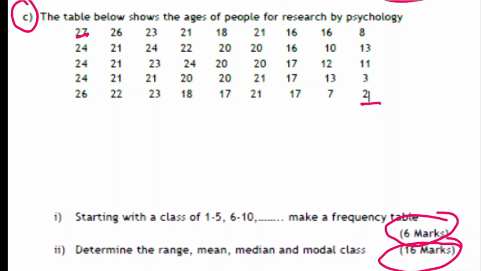So you start with a class. The numbers, from 27, 26, 23, 21, 18, 21, are not arranged in ascending or descending order. They are arranged in an irregular way. So you are told to develop a frequency table, and that is 6 marks.